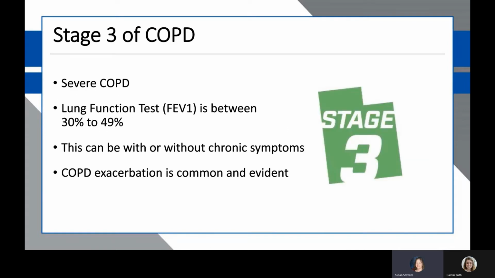Stage 3, this is more severe COPD. The lung function test is between 30% and 49%. This can be with or without chronic symptoms, and COPD exacerbation is common and evident.